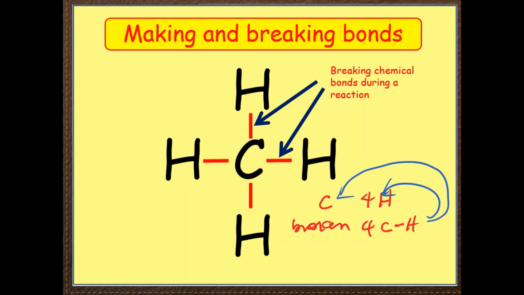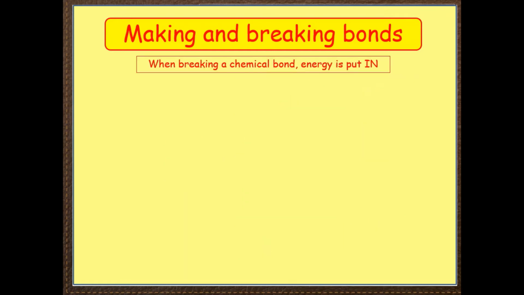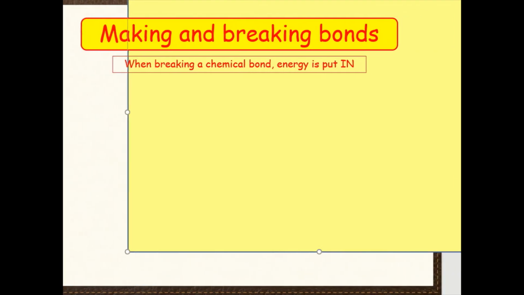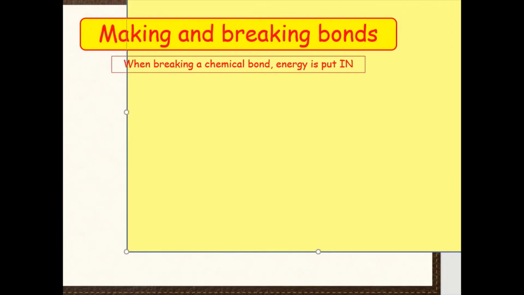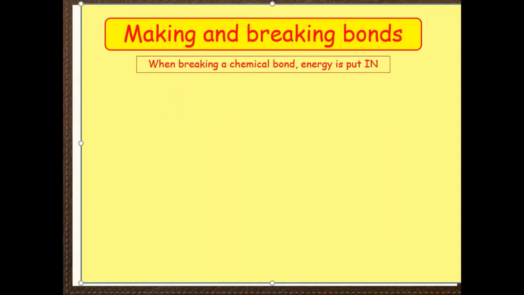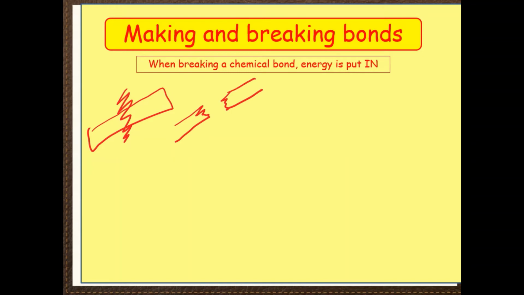Now, when breaking a chemical bond, it is like wanting to break a ruler, for example, or a stick. You need to exert energy. This is a stick that I want to break. To be able to break this stick into 2 pieces, I need to exert energy. That simply means energy is put in.